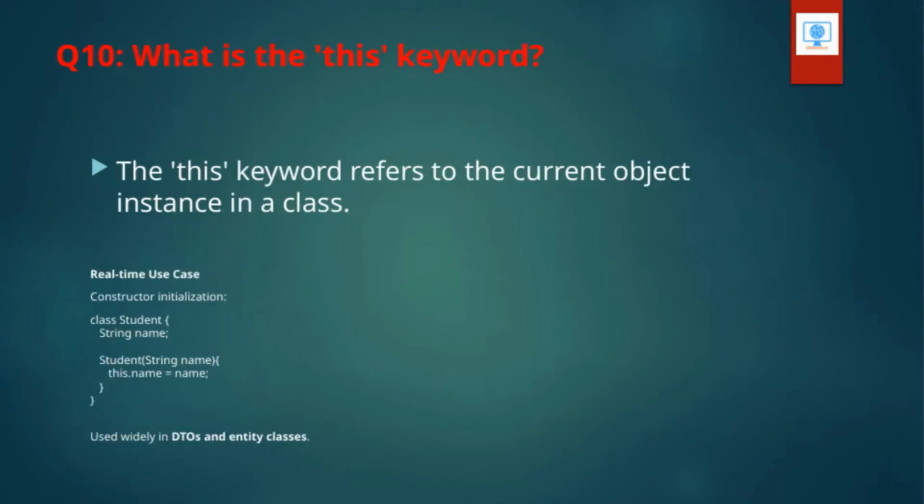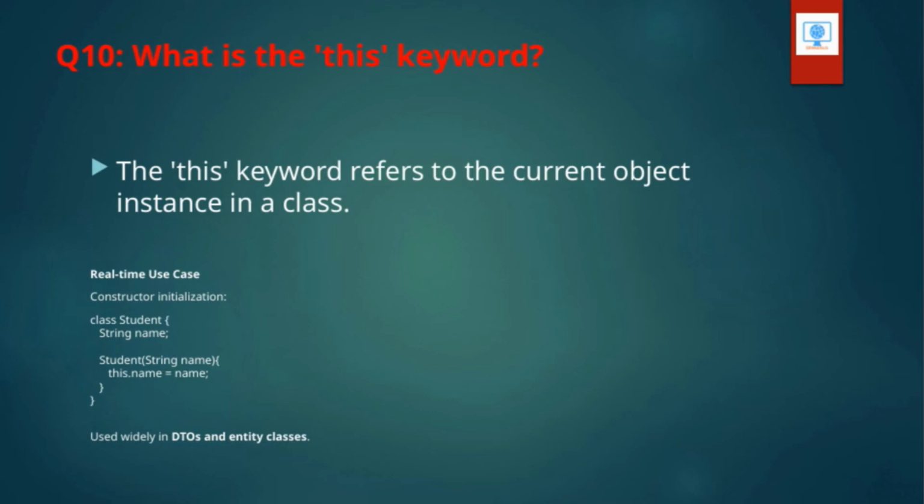So on this slide, we're focusing on the this keyword, which is really important in Java. It refers to the current object instance within a class. Basically, whenever you're inside an object and want to refer to that specific object, you use this. Let's look at a real-time example with constructor initialization.